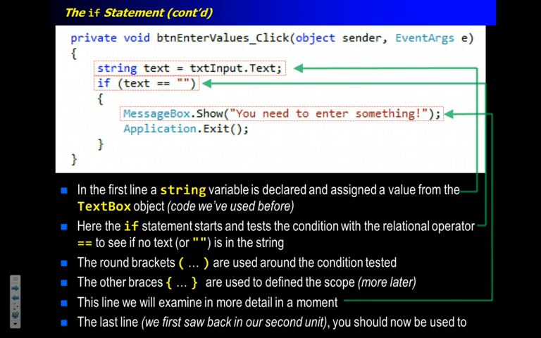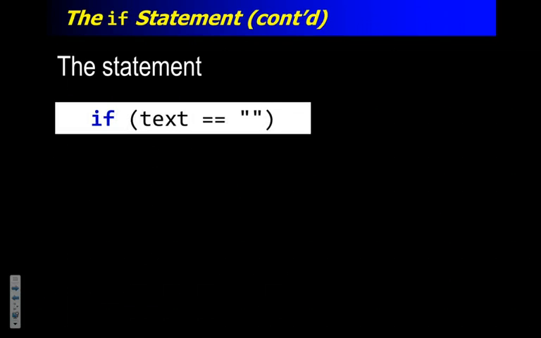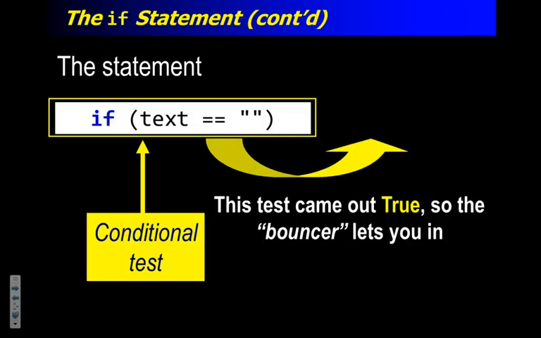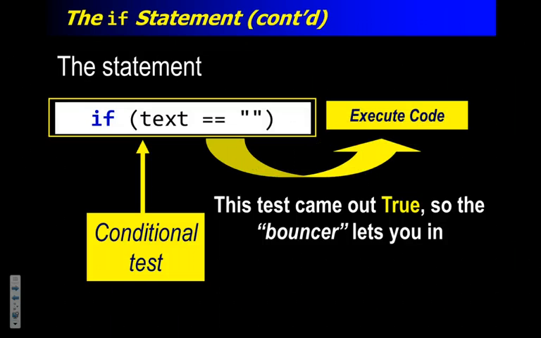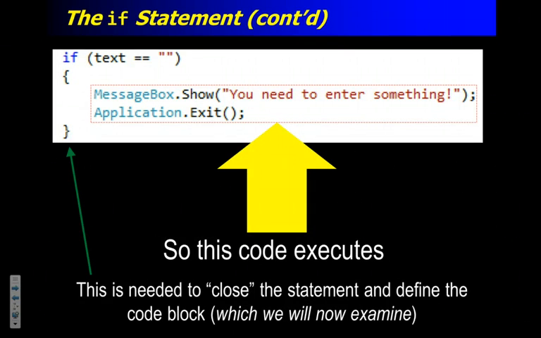The last line, this message box, we're going to go into more detail about that in a second. And then application.exit we've seen before. Okay, so that line was true. We met the condition. So the bouncer said, come on in. Because it was true, it executed the code. The first time we ran it, there was nothing in the text box. So those two lines executed because it was true.